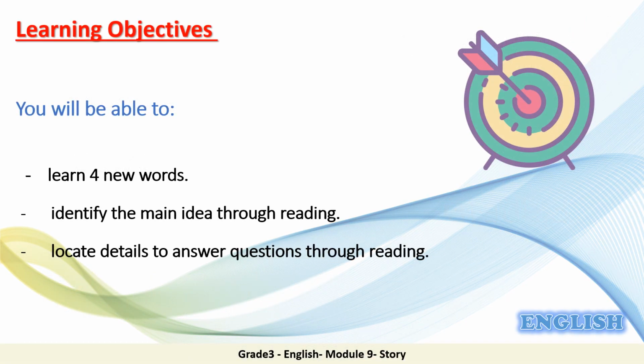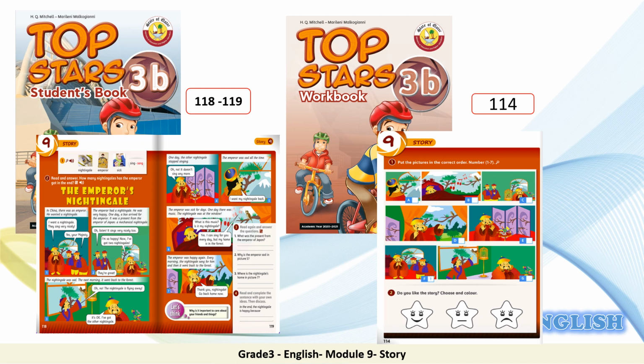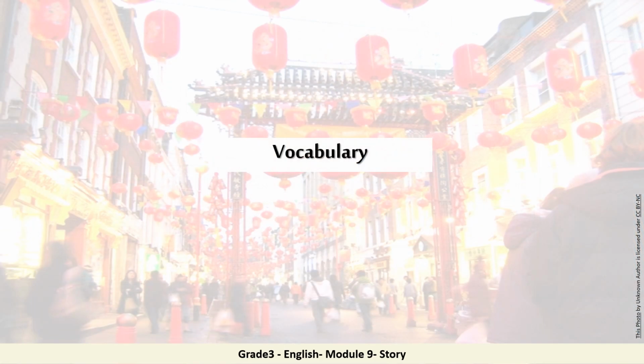By the end of this lesson, you will be able to learn 4 new words, identify the main idea through reading, and locate details to answer questions through reading. You will find this lesson in your student's book, page 118, 119, and you will find it in your workbook, page 114. Let's start our lesson by going through the new vocabulary.